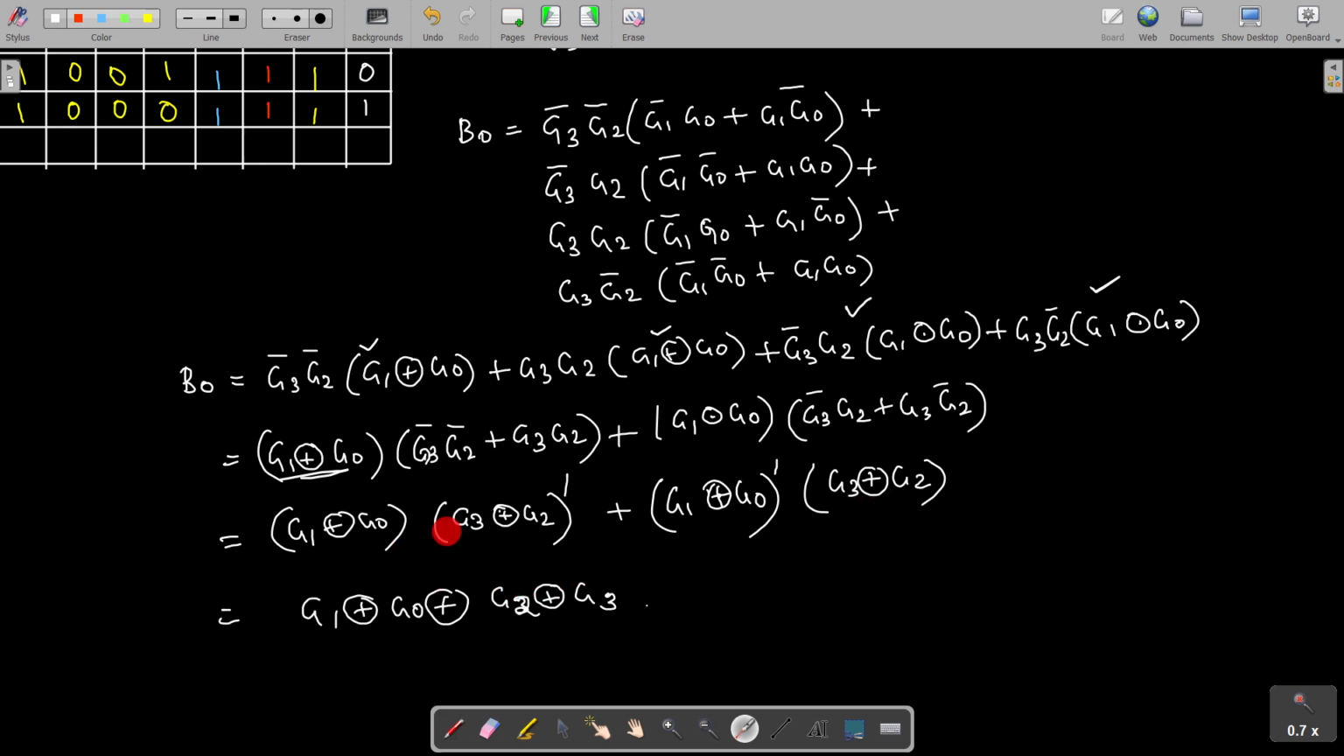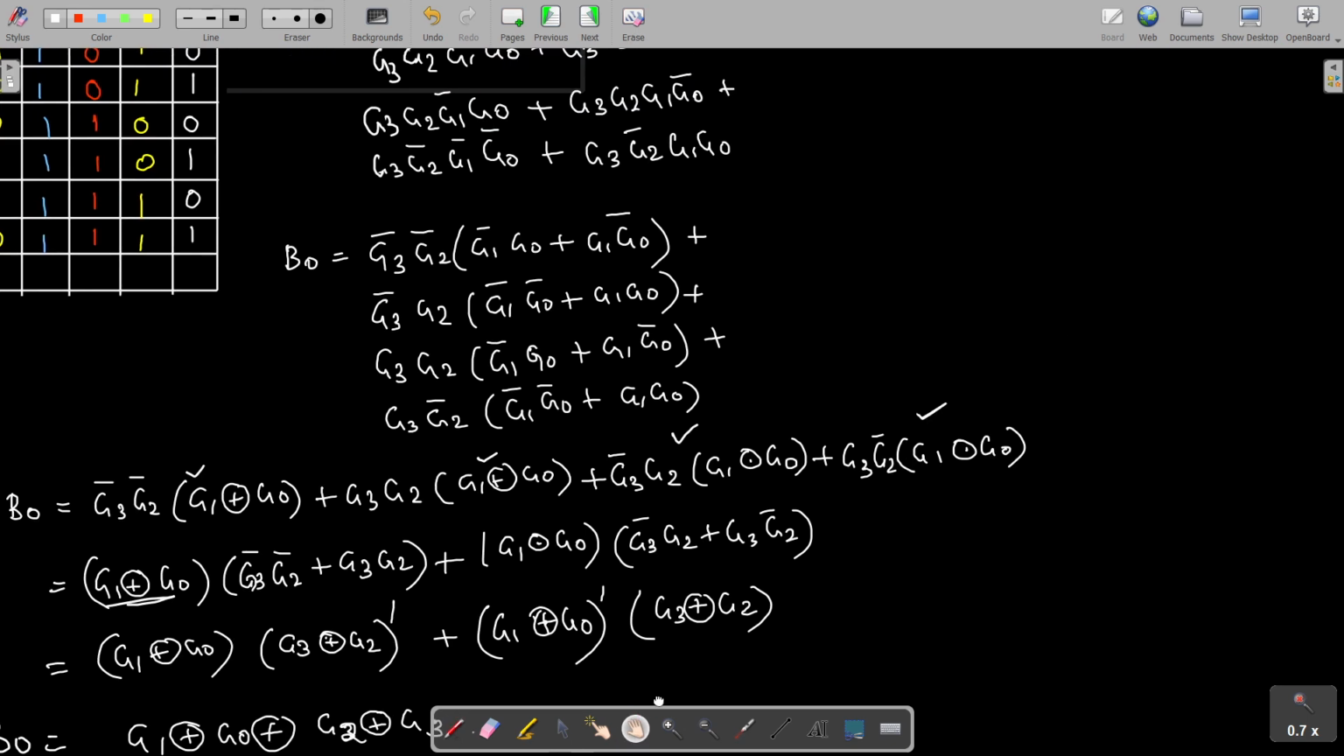Now if you look at this function again, G1 exclusive OR with G0, then G3 exclusive OR with G2 the whole dash, plus G1 exclusive OR with G0 the dash, here G3 exclusive OR with G2. If you consider this as A and this as B, it is AB dash plus A dash B. It means again the exclusive OR function. So we have exclusive OR of everything: G1 exclusive OR with G0, exclusive OR with G2, exclusive OR with G3. So we got the expression for B0.